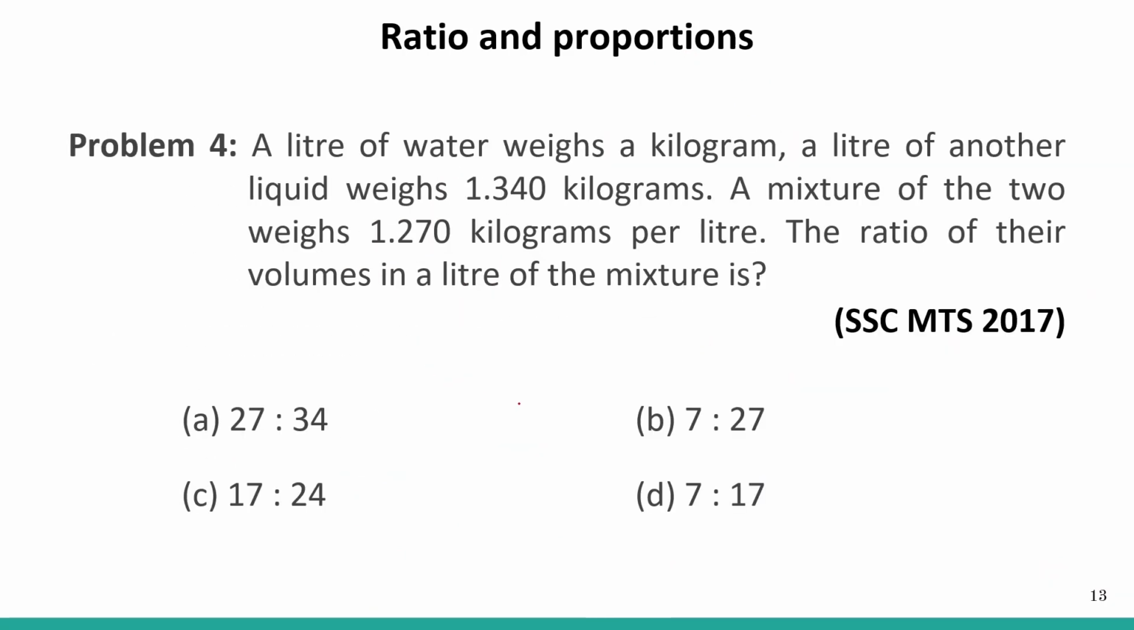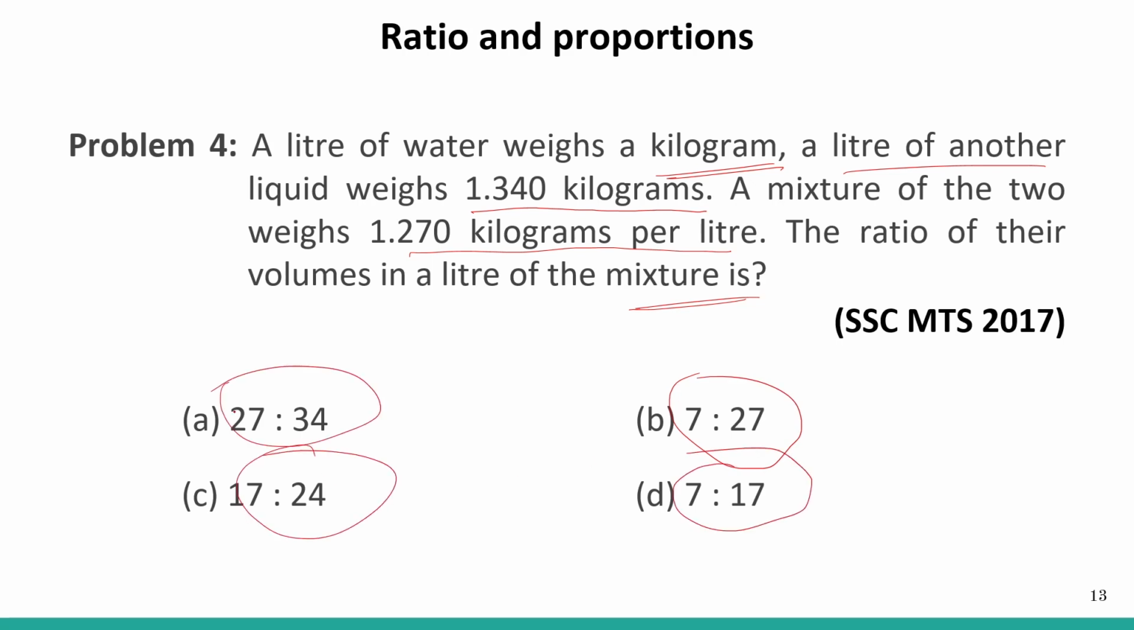Let's go forward to the next question, that is problem number 4. A liter of water weighs a kilogram, and a liter of another liquid weighs 1.340 kilogram. A mixture of the two weighs 1.270 kilogram per liter. So the ratio of their volume in a liter of mixture is, is it 7:27, 7:17, 7:24, or 27:34?